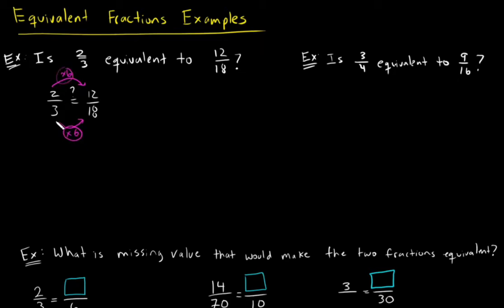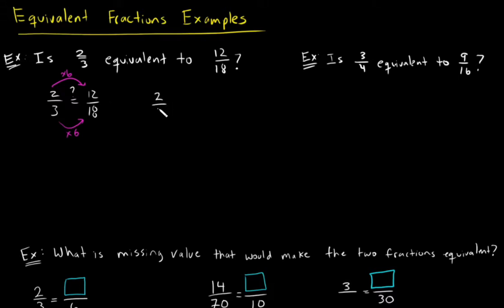So they are equivalent. You can also draw a picture, but drawing a picture might not be the best way to go about it, just because you might have to draw very tiny parts, right? 18 and then shade 12. There's a chance that you might not draw it accurately. The other way to do this, if you recall, is cross multiplication.